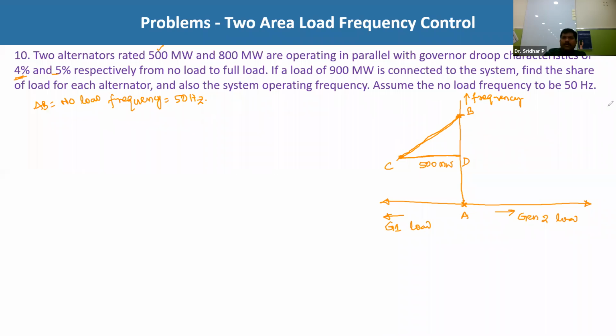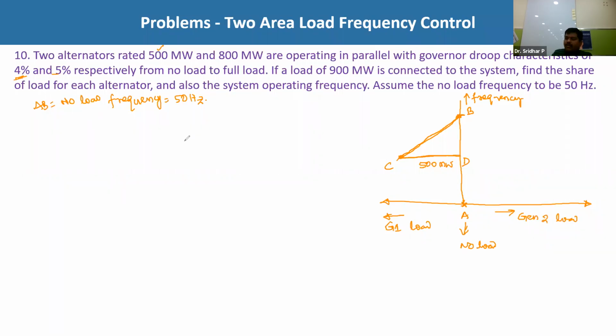Right. Okay. Thank you. Now this is about alternator one. The key point you have to remember is that this point is the no load point. At this no load, whatever the frequency, because the y-axis represents the frequency, AB is the no load frequency, since this is the frequency we have marked on the no load point. So this 50 Hz is the no load frequency.